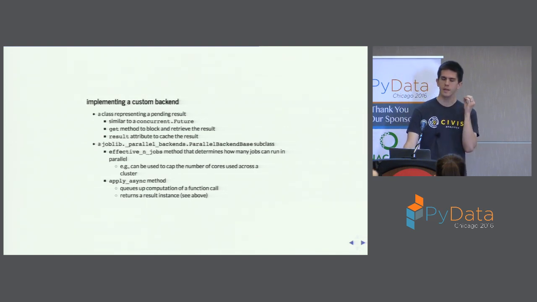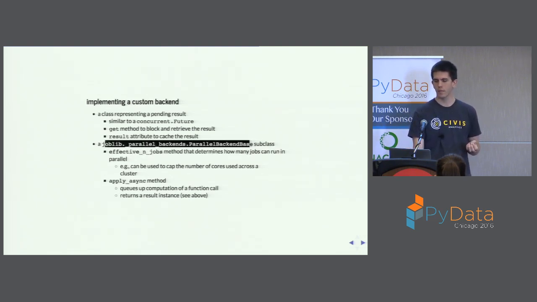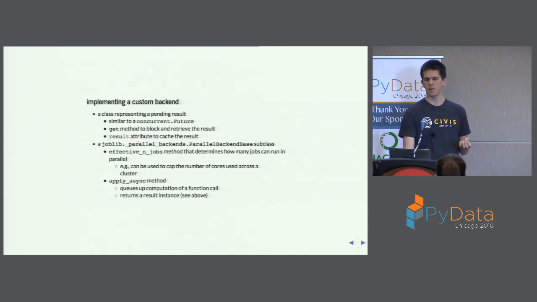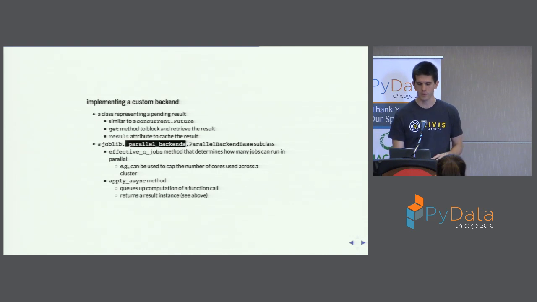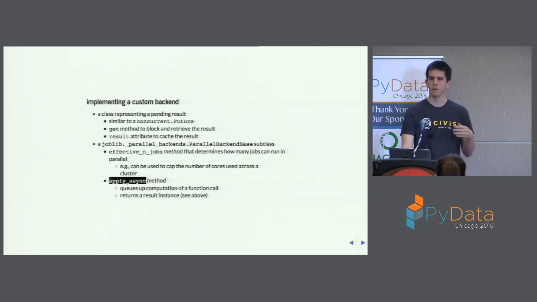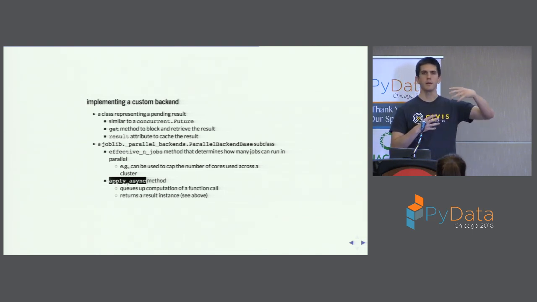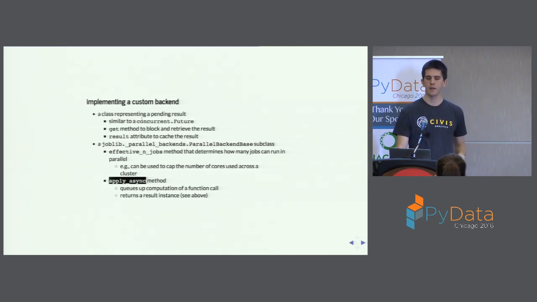And then you have to implement the backend base subclass. So you have to subclass parallel backend base. Note it's actually in a private module, but there's an issue to make that public because there's no reason why it shouldn't be public. Basically, all you have to do here is implement an apply async method, which will take a function that you want to run, queue it up for computation, get it started, and then return one of these pending result instances.